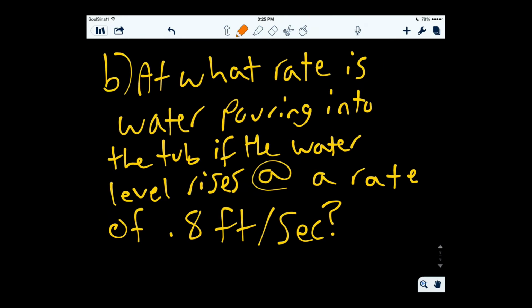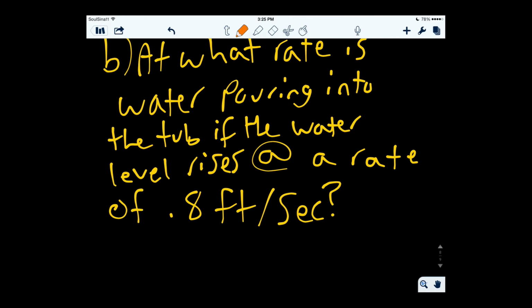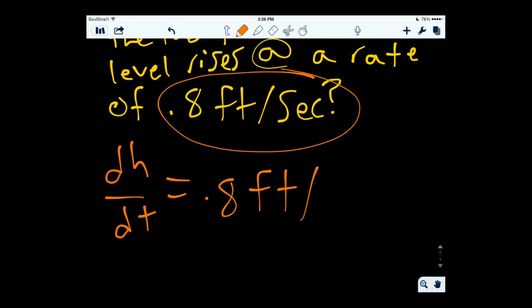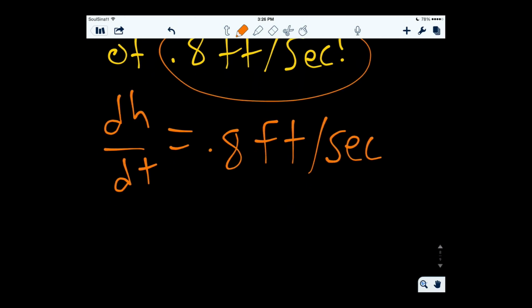The second part of this question is now asking, at what rate is water pouring into the tub if the water level rises at a rate of 0.8 feet per second? If the water level is rising at this rate, this is our dH/dt, because this is the change of the height with respect to time. So dH/dt equals 0.8 feet per second. And once again, we still know our base is 18 feet squared.